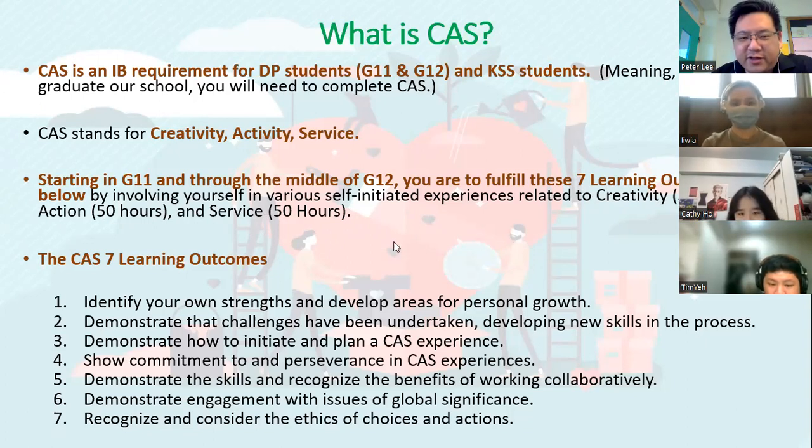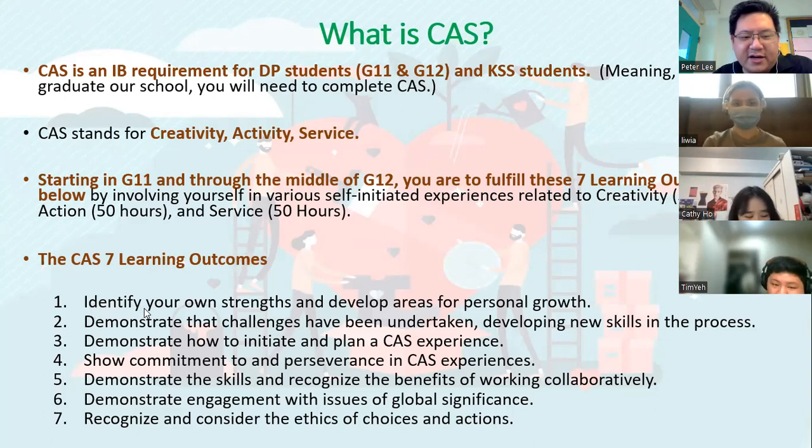Now, all of these creativity, action, and service experiences should fulfill 7 learning objectives or outcomes. And you need to fulfill these 7 learning outcomes multiple times in order to pass CAS and in order to qualify to get your IB diploma. These 7 learning outcomes are listed here.